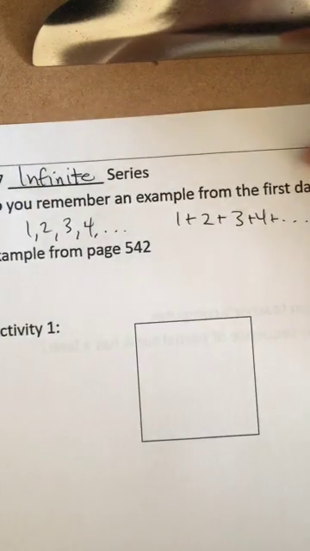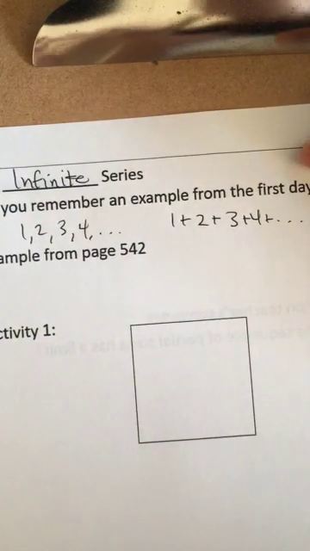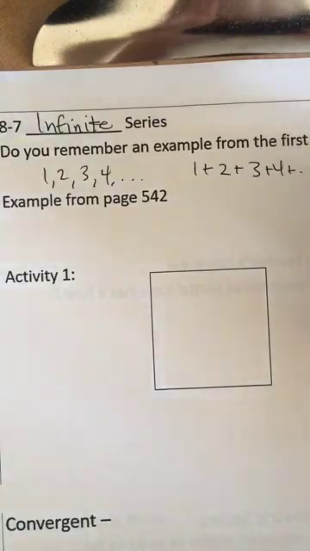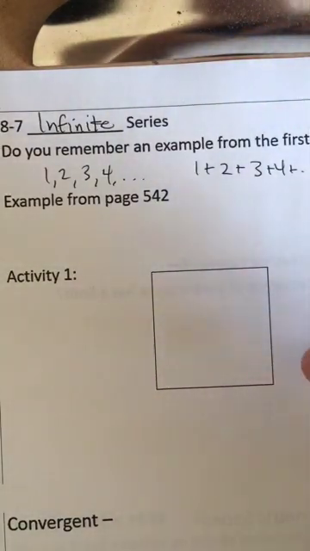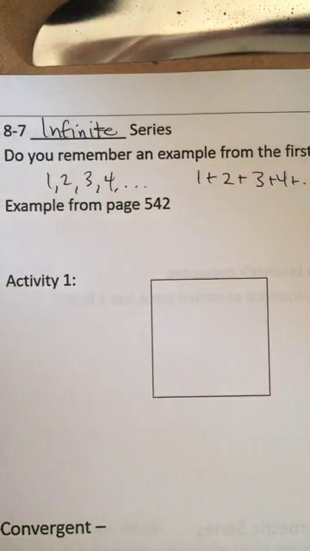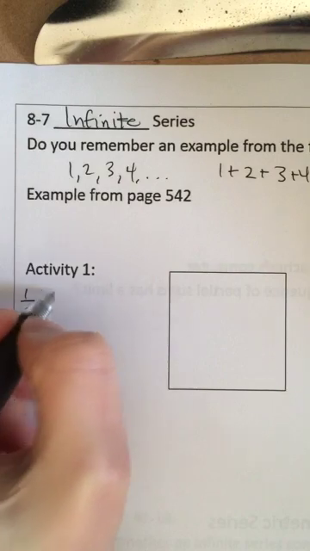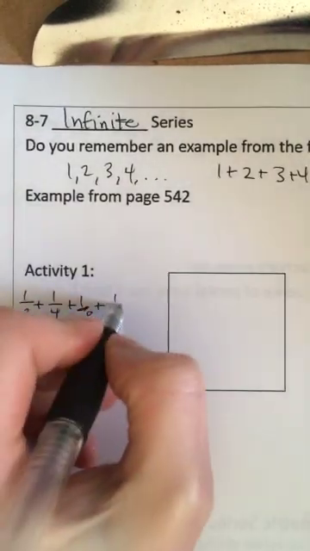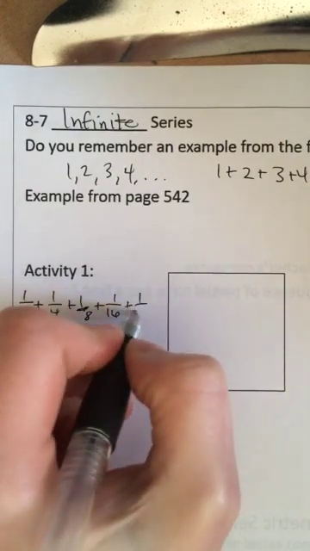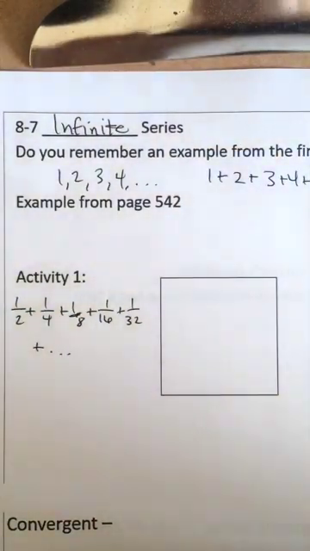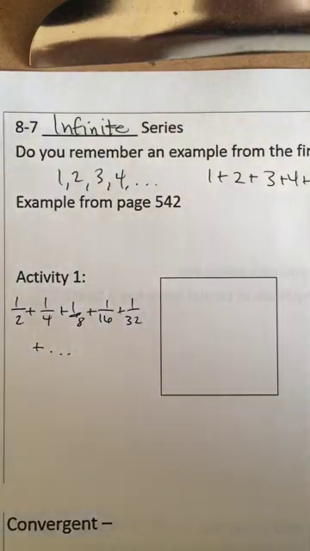All right, and that's the example they used in the blue boxes on the bottom of page 542. Same thing. So, activity 1. We're going to start with this square. Now, we're going to be doing a picture that represents 1/2 plus 1/4 plus 1/8 plus, what's the next number? 1/16 plus 1/32 plus, you get the idea. So, we're going to shade it in. I'll use a different color because why not?